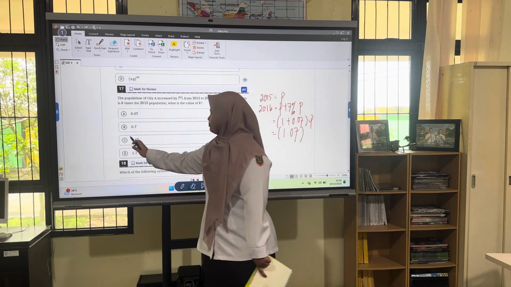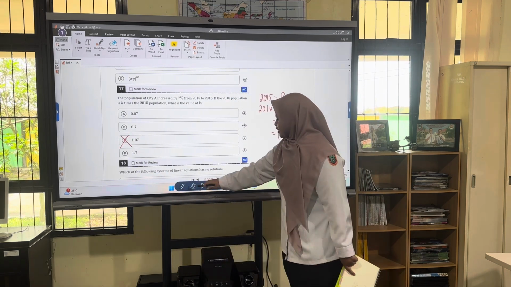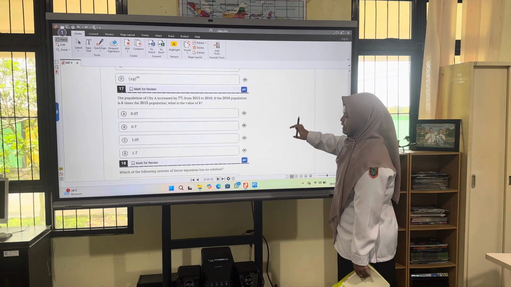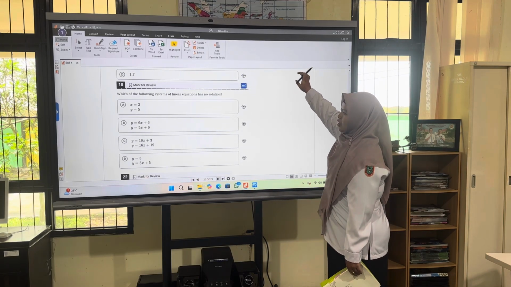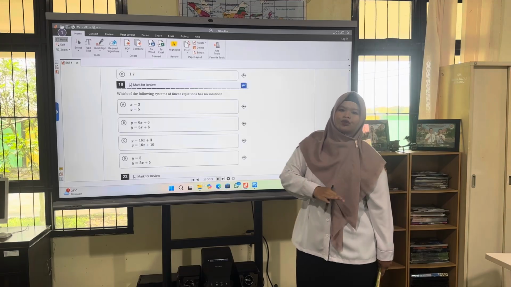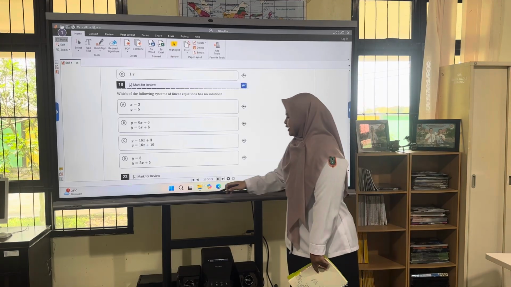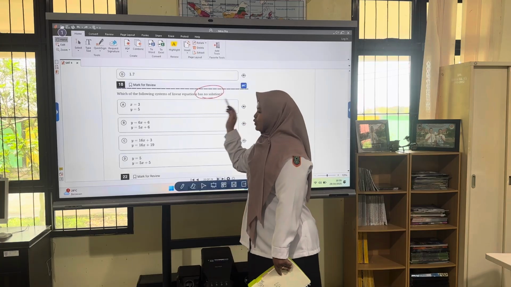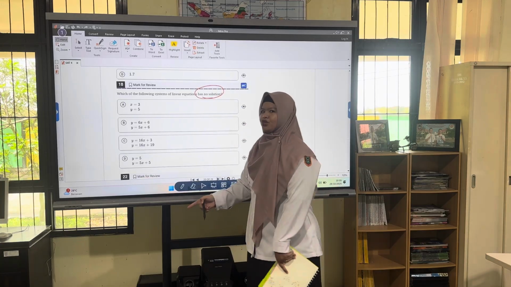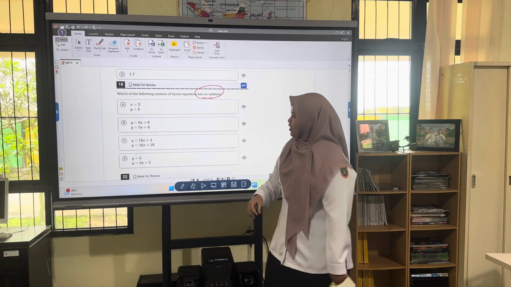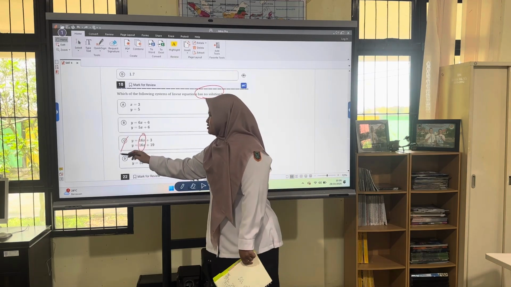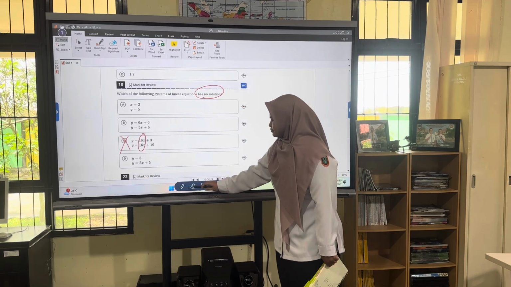So the answer will be C. Okay, now we will talk about the next question, which is number 18. For number 18, you don't need to calculate anything, but we can see very clearly they're asking about no solution. That's the meaning, because from this information we can only see the slope. If they have the same slope, that means there is no intersection. So the answer will be C.